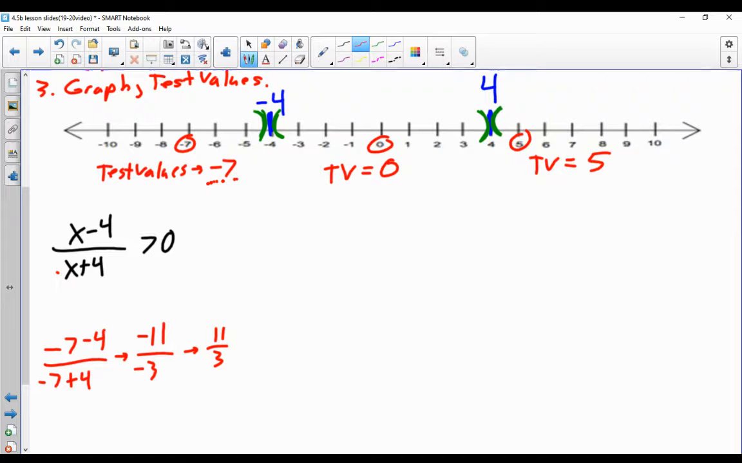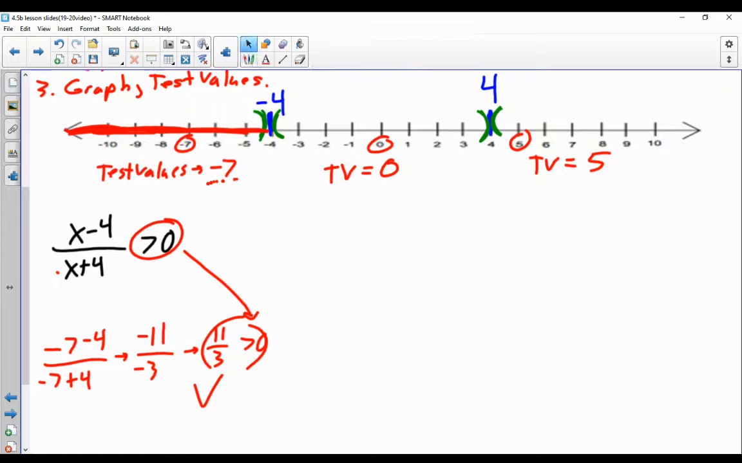But now here's the question. Is that greater than 0? Our inequality, sure enough, 11/3 is greater than 0, which is good. Which means this interval we get to shade in as our answer. So that interval is going to be part of our answer, and that's why we shaded it in.